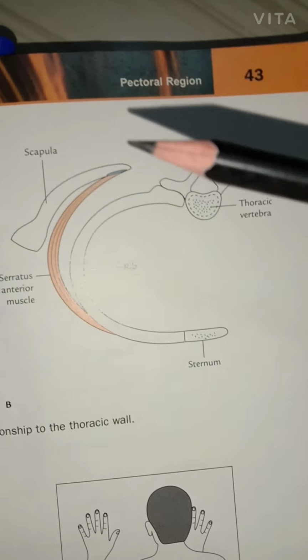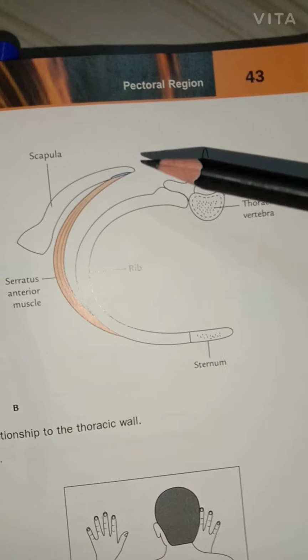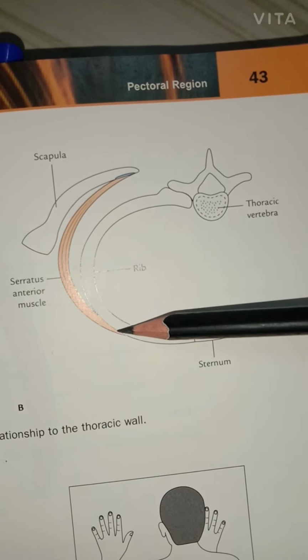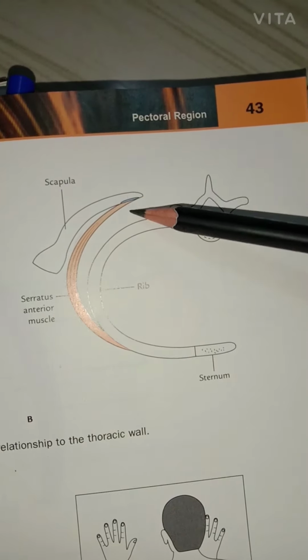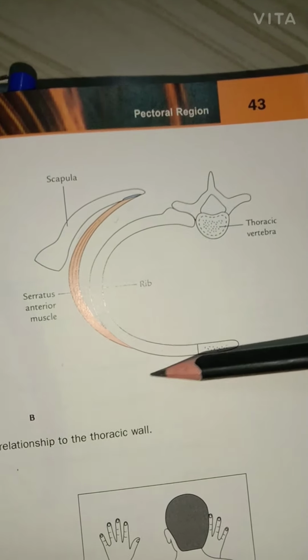And whenever we see the transverse section of the thoracic region, here you can see the origin of the muscle, and that it is inserted on the medial border of the scapula on the costal surface. So in this way.